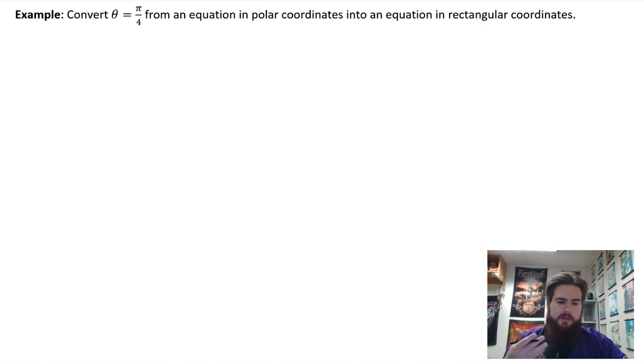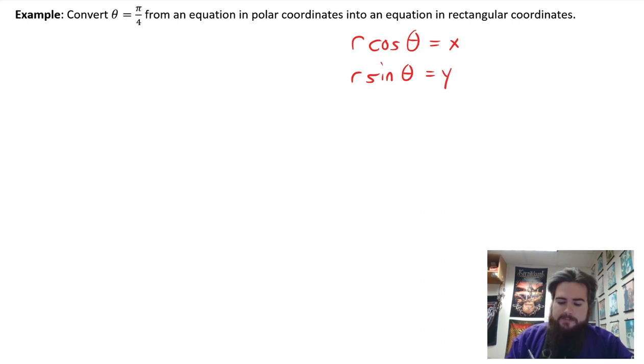In this example, we will take the equation theta equals pi over 4 from an equation in polar coordinates into an equation in rectangular coordinates. Now, since we have an equation in polar, if we do want to try to convert that into rectangular, we do have a few formulas available to us, such as r cosine of theta is equal to x, r sine of theta is equal to y, r squared is equal to x squared plus y squared, as well as tangent of theta is equal to y over x.